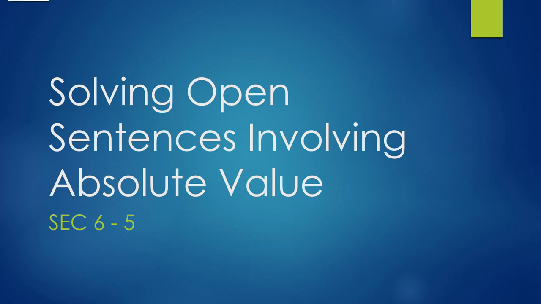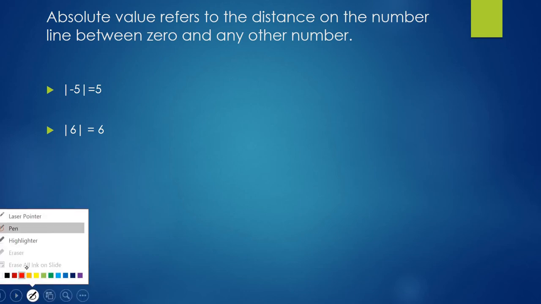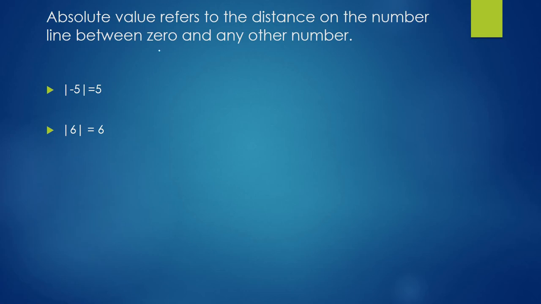Okay, section 6.5 is about solving open sentences involving absolute value. So the first thing we're going to do is just to refresh our memory as to what absolute value means. An absolute value refers to the distance on the number line between 0 and any other number. And we can also call 0 the origin. So anytime we talk about the origin of a number line, we're talking about 0.